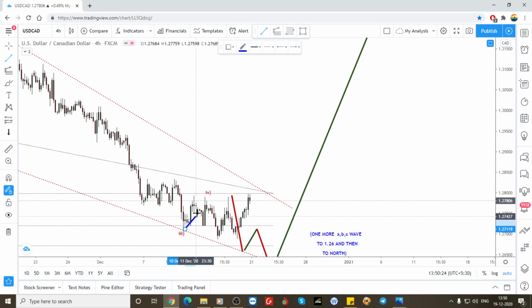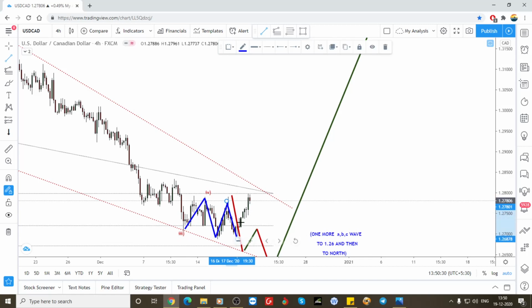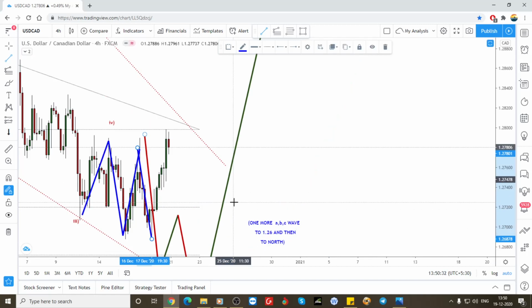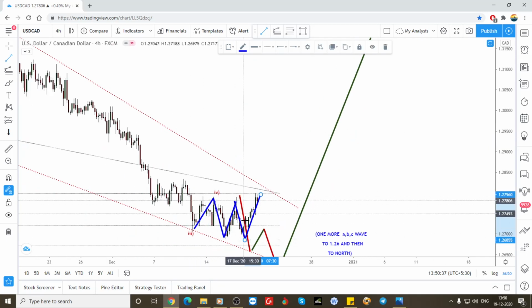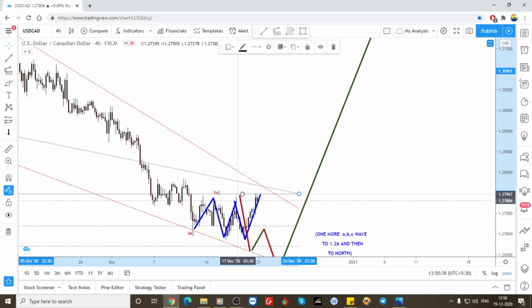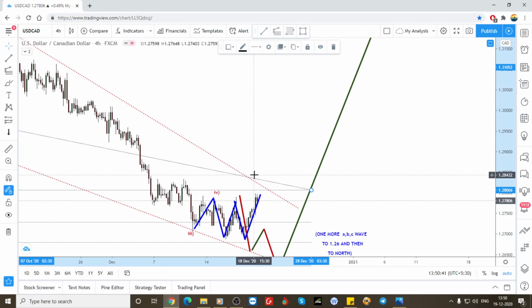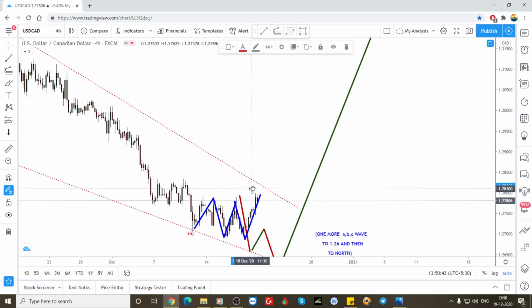Yeah, A, B, C, and here also it's already broken the high. So whether that fourth is exactly here, it is exactly breaking this high. So whether this could be a connecting wave, and one more ABC is also done.